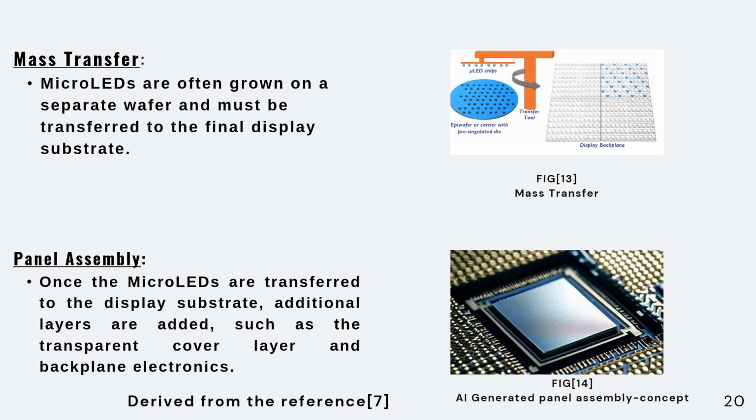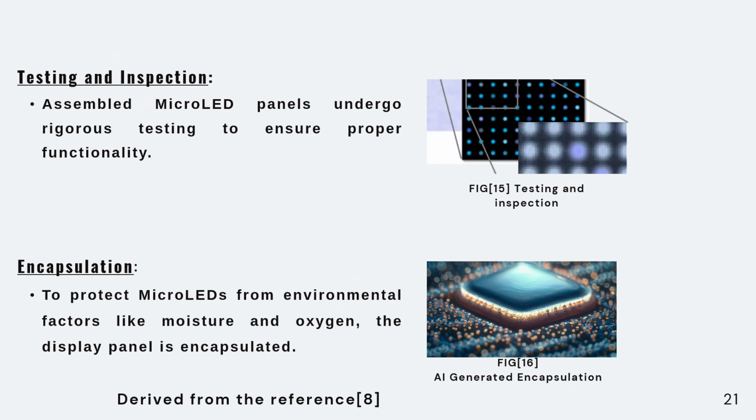Then the panel assembly. Once the micro LEDs have been transferred onto the display substrate, additional layers are added, such as a transparent cover layer and the backplane electronics. Then testing and inspection: the assembled micro LED panels undergo rigorous testing to ensure proper functionality. And encapsulation acts like a barrier, to protect the micro LEDs from environmental factors like moisture and oxygen, and the display panel is also encapsulated.